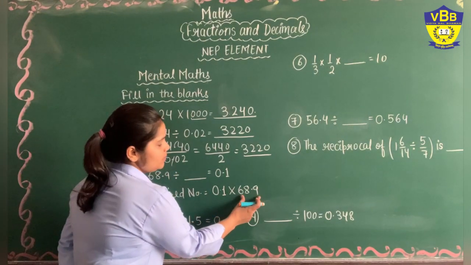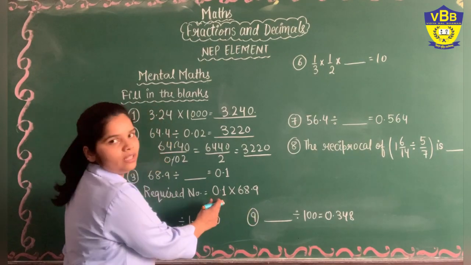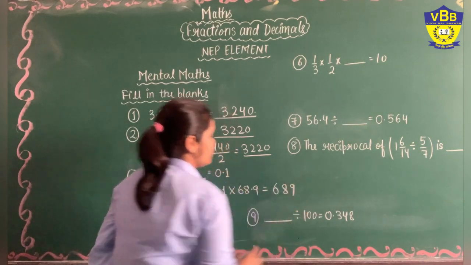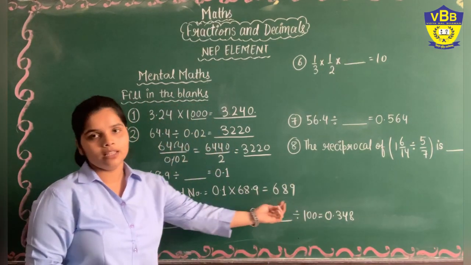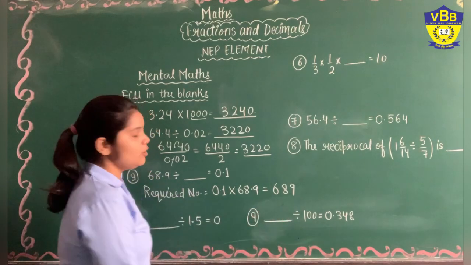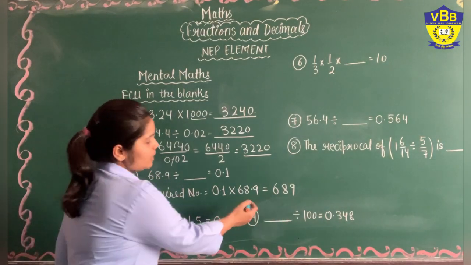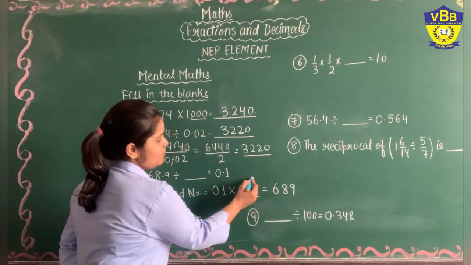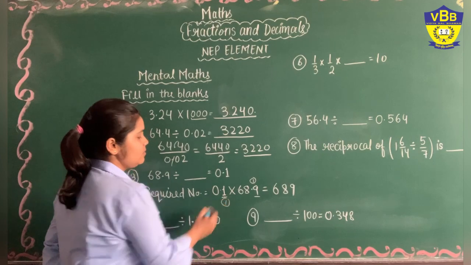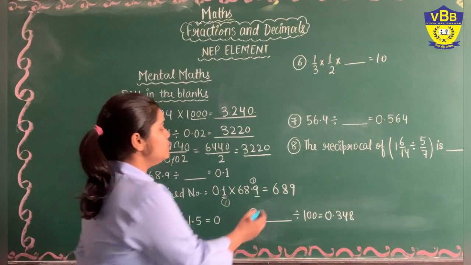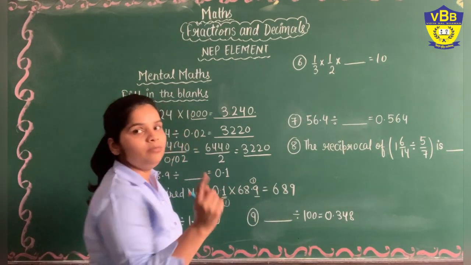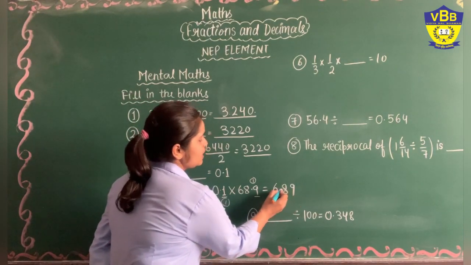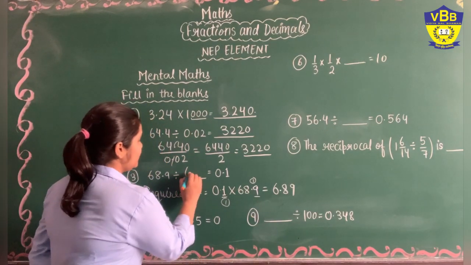So if you multiply 689 with 1, the answer will be 689 only. If you are multiplying a number with 1, the answer is the number itself. Now place the decimal by counting the decimal places in the two given numbers. Here it is 1 decimal place and here also it is 1 decimal place. Total 2 decimal places. So in the final product, the decimal will be placed after 2 decimal places. 1, 2. The answer is 6.89.